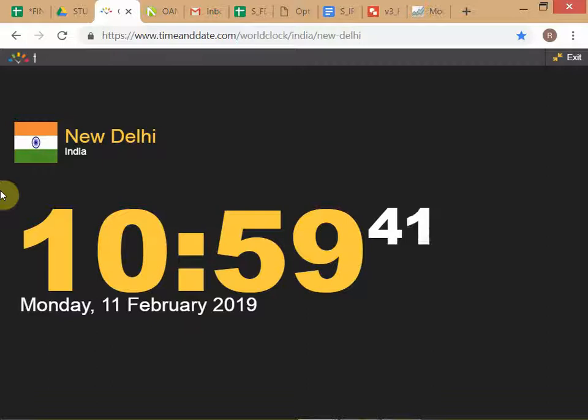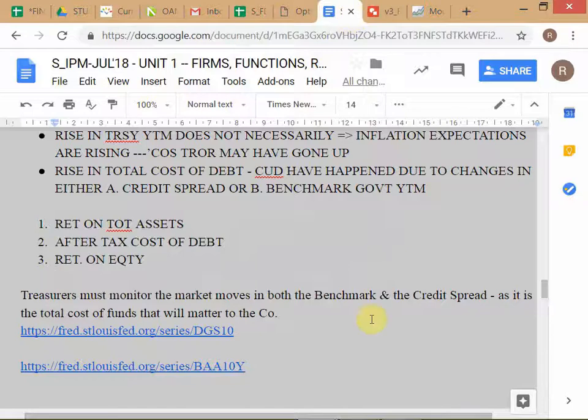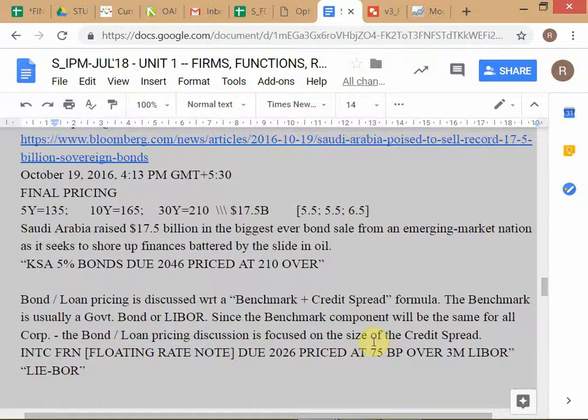Sir, I need to ask a question regarding this. Is it a technical question? Go ahead. The 5% bond over 210. KSA 5% bonds due 2046. This is the one you're talking about. High yield. What is your question? This 5% is the coupon rate. So then what is the 210? This is the credit spread. 30 years, 210 over. Yes, that's a credit spread.